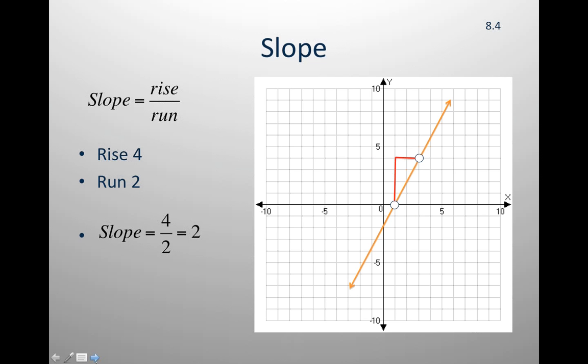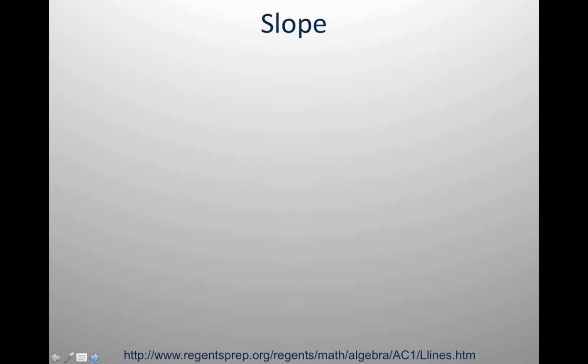Okay, so it's rising 4 and running 2. And so we'll put that as 4 over 2. And then we'll divide. 4 divided by 2 is 2. So our slope is 2.